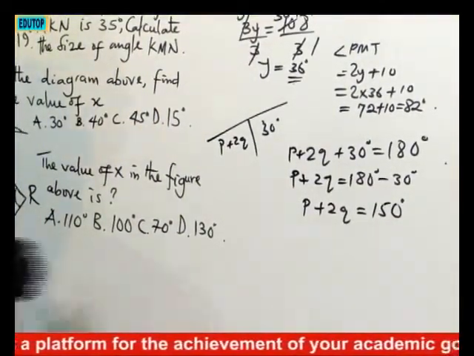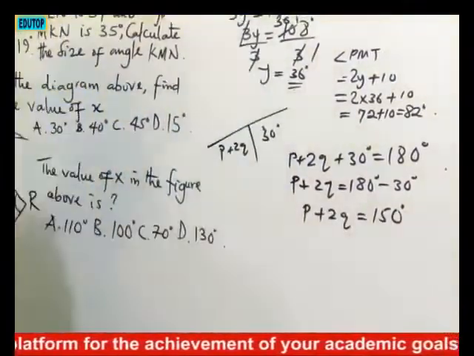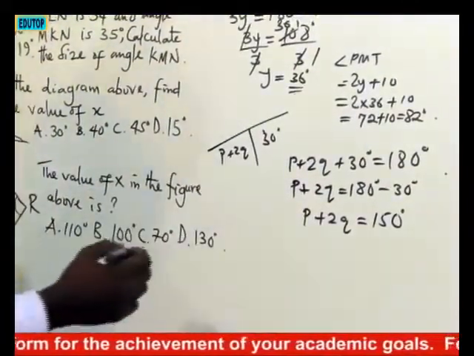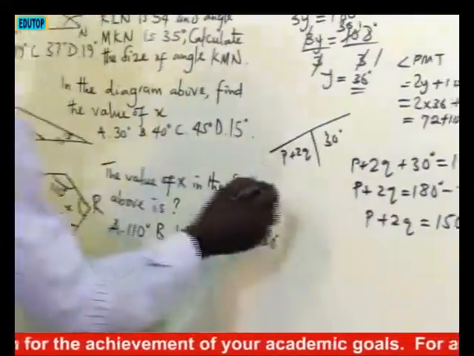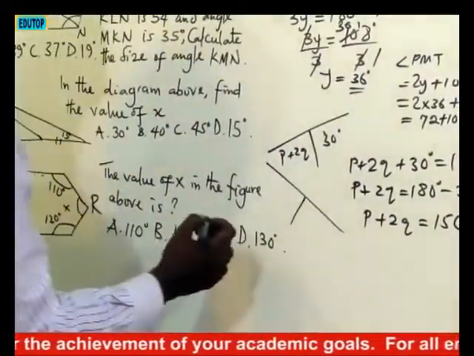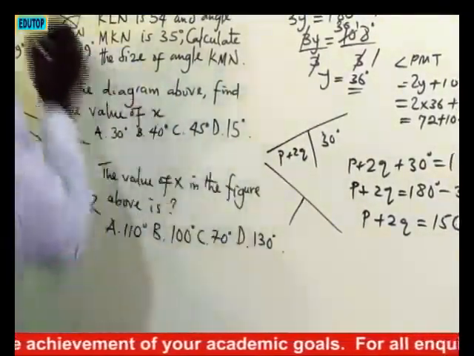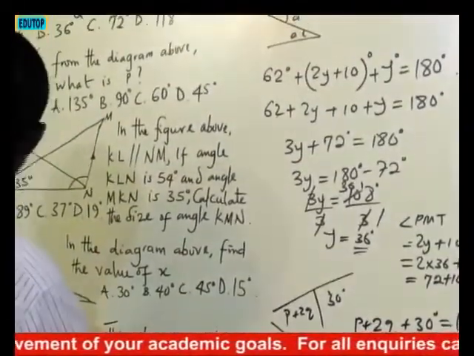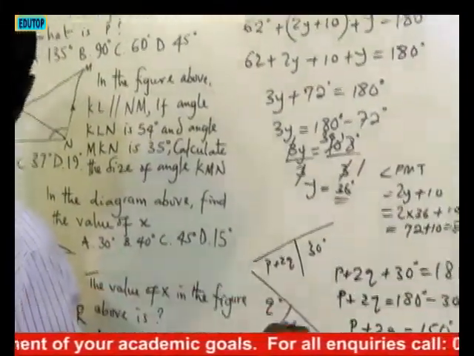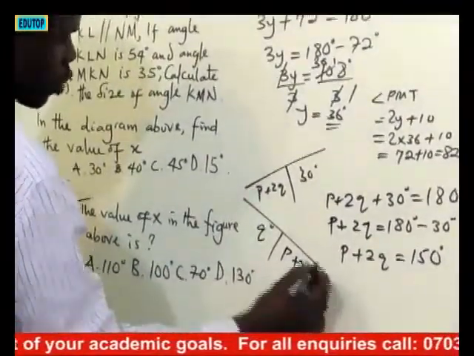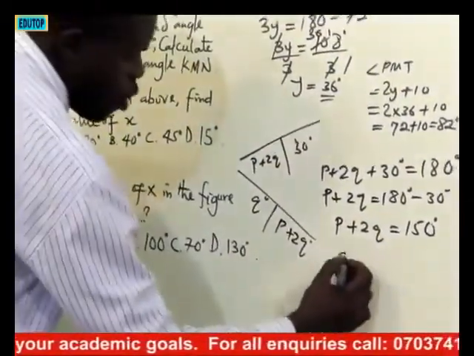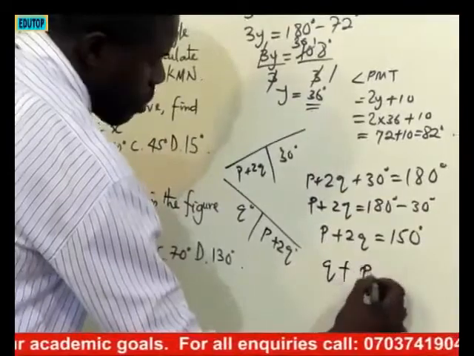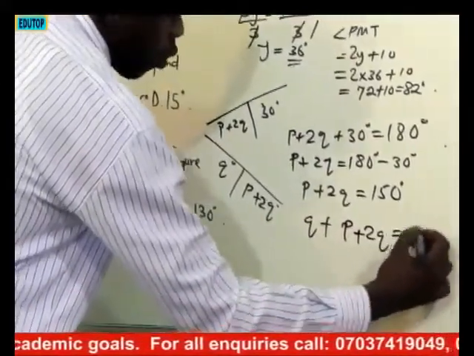Then I also know that P plus 2Q is 150 degrees. I also know that this is another line again. The line is facing like the line. You have this P plus 2Q, you have Q degrees, you also have P plus 2Q here. So this one is also a straight line. So I can say Q plus P plus 2Q is equal to 180 degrees.